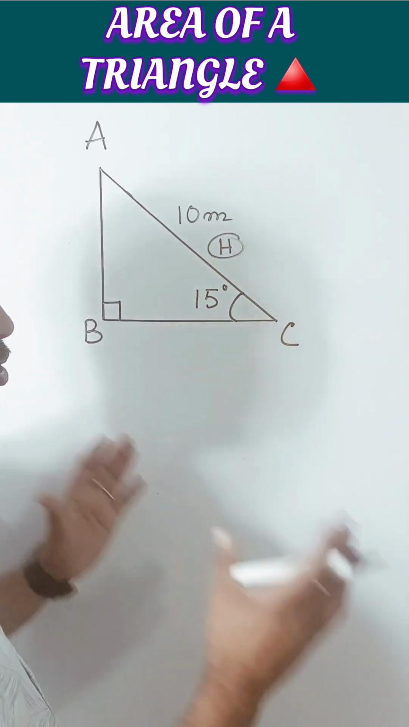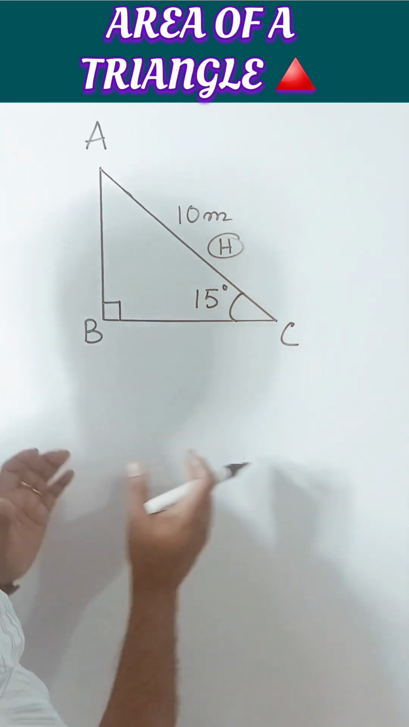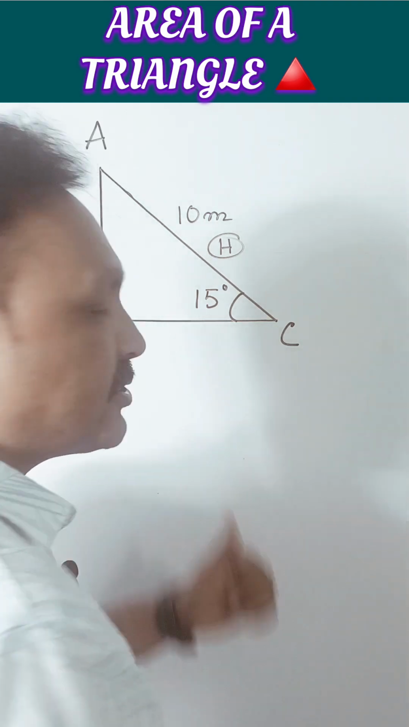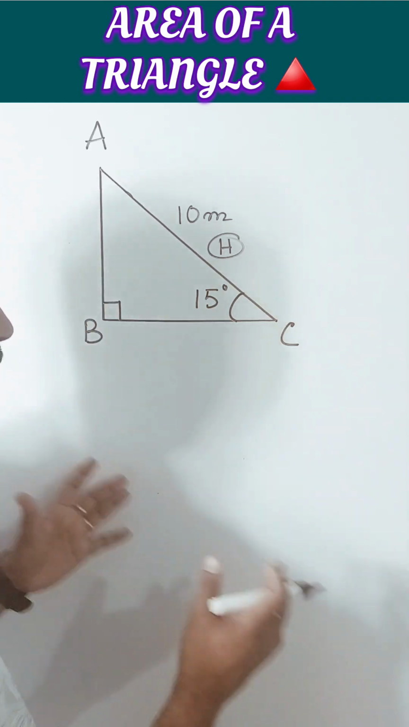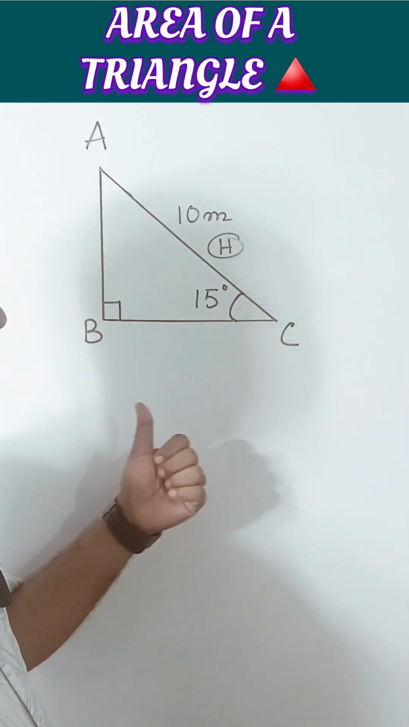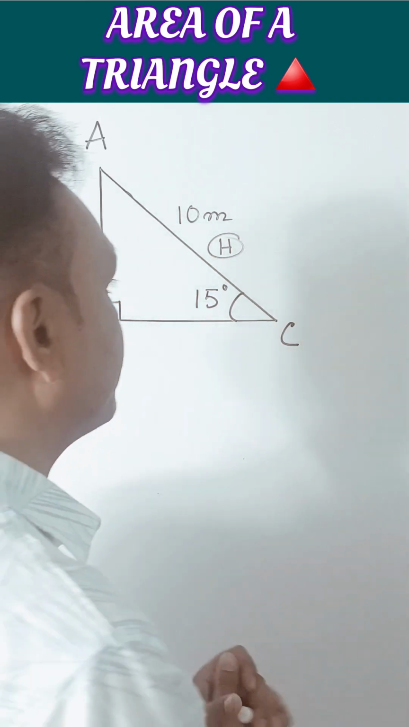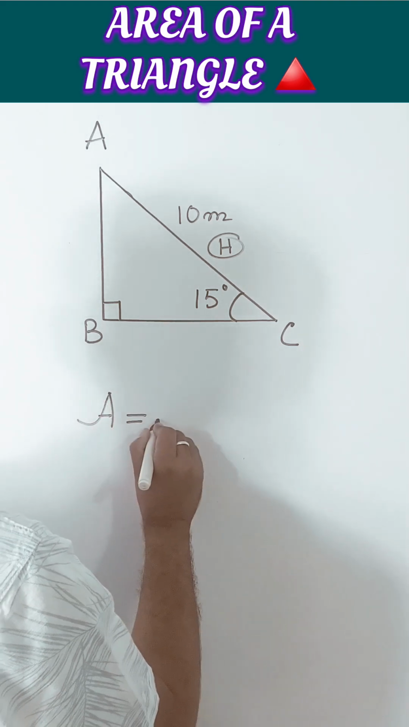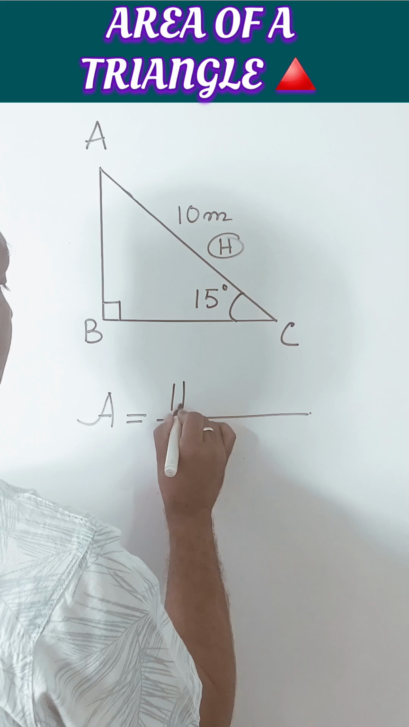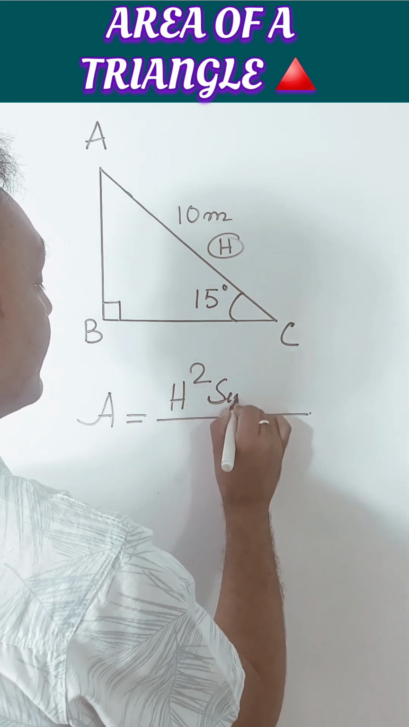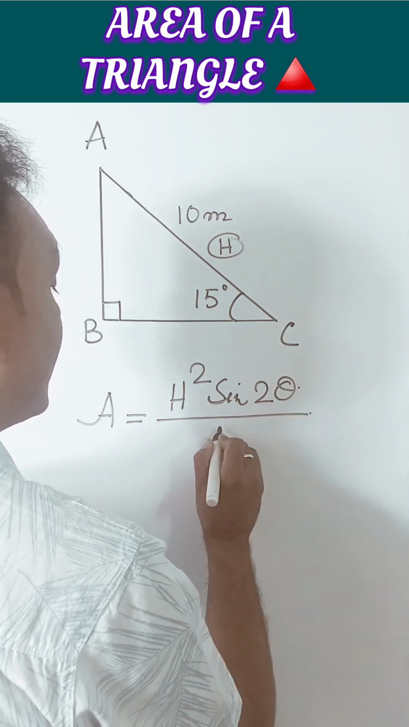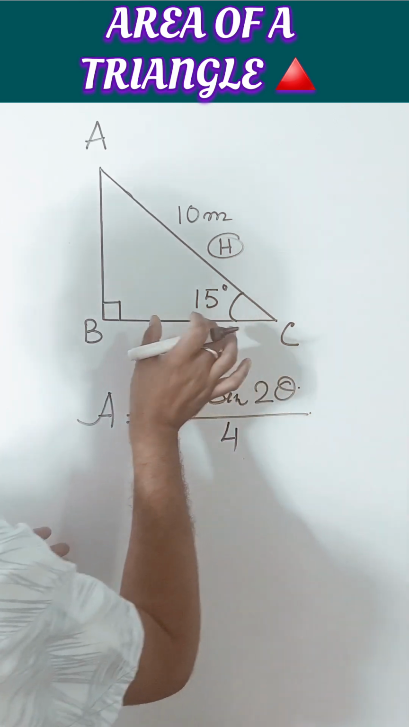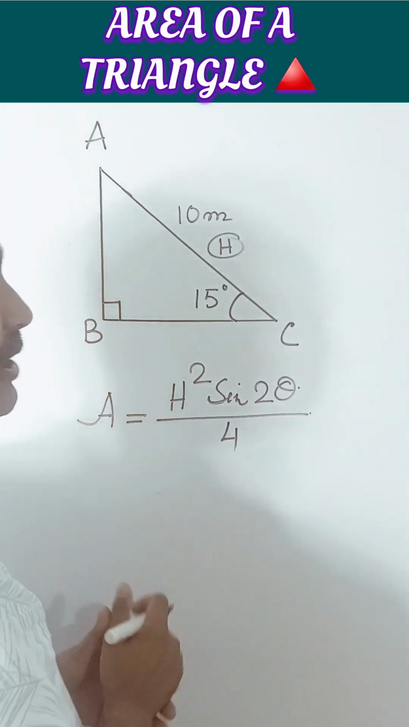But if it comes as a short MCQ type, then I will show you an easy trick. This is not exactly a trick, I'm going to give you a formula. By applying the formula you can easily find the answer if it comes in the form of an MCQ. The formula that you have to remember is: area is equal to hypotenuse square sine 2 theta by 4. If you apply this formula, then no need to find out the perpendicular and base. Directly you will get the answer from there.